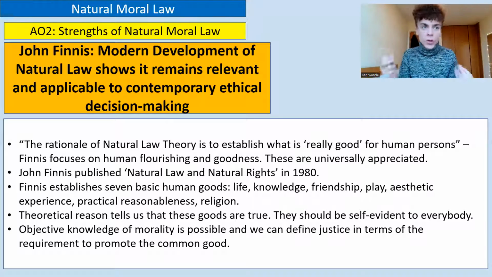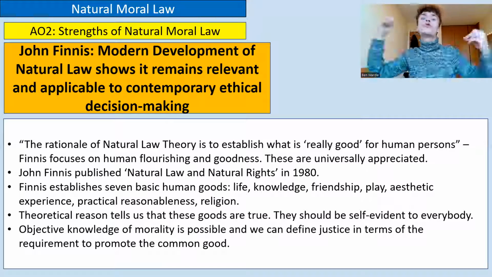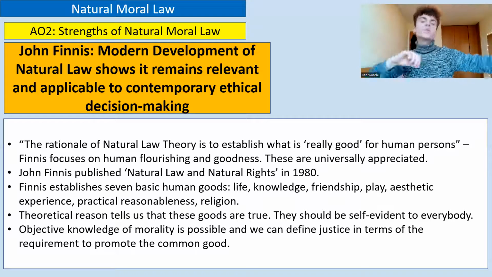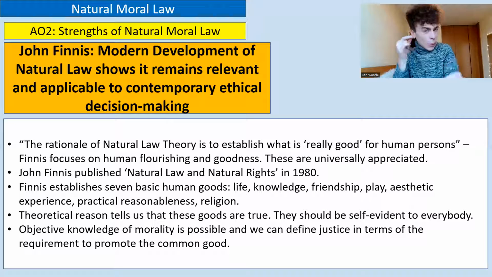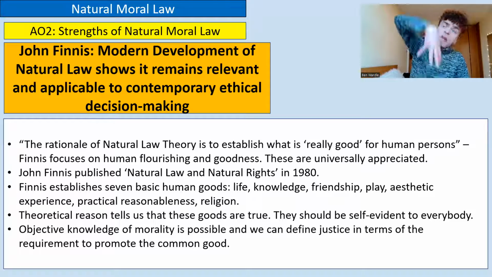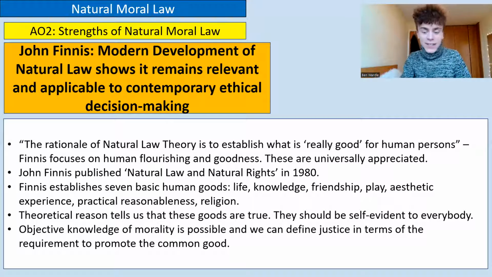Because if we all use our reason, we all come to different conclusions. I might think there's nothing wrong with a loving same-sex relationship, whereas somebody else may think that there is. And so it appears that when you say to people, use your own reason, we end up with lots of different results. So does it work in practice is going to be a rebuttal point. And it says that objective knowledge of morality is possible, and we can define justice in terms of the requirement to promote the common good. So again, this modern development, which doesn't necessarily require God, can be seen as a real strength, because it shows this theory, which is ultimately over 2,000 years old, remains relevant today.